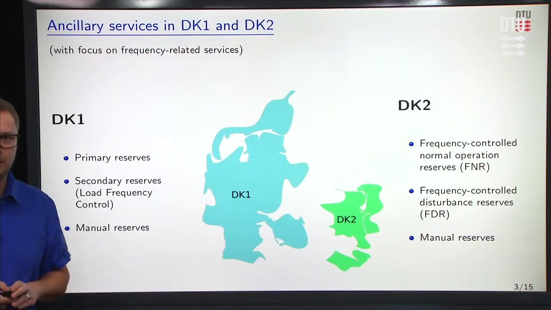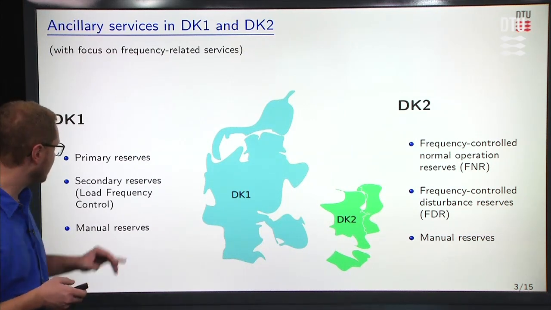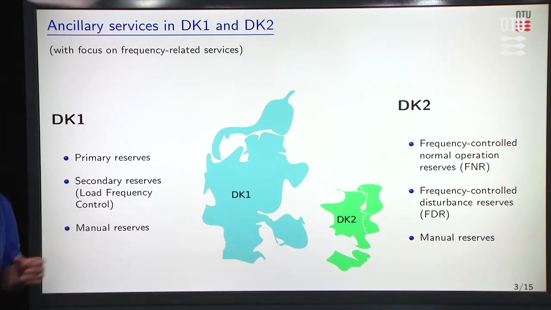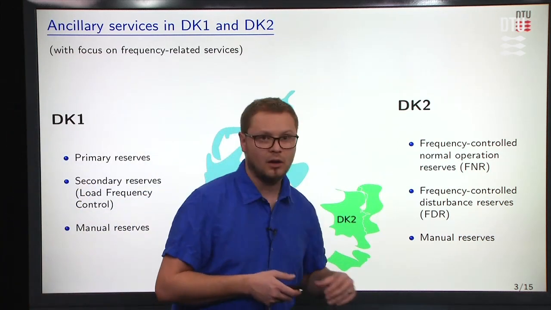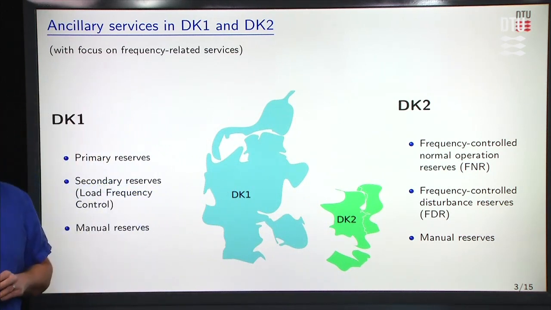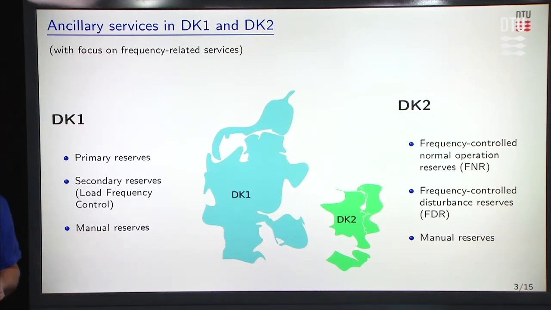For these two sides of Denmark, Western Denmark, DK1, and Eastern Denmark, DK2, let's focus on frequency-related services. In DK1, these are referred to as primary reserves, secondary reserve or load frequency control, as well as manual reserves or tertiary reserve. In contrast, in DK2, we talk about frequency control normal operation reserves, FNR, frequency control disturbance reserve, FDR, and manual reserve or tertiary reserves, which are the same as for DK1.